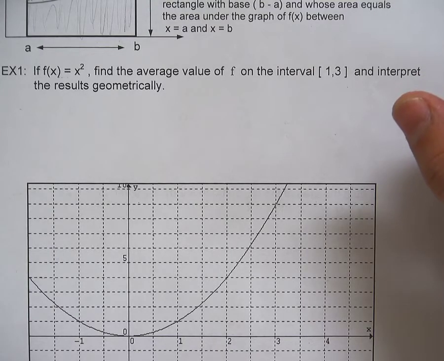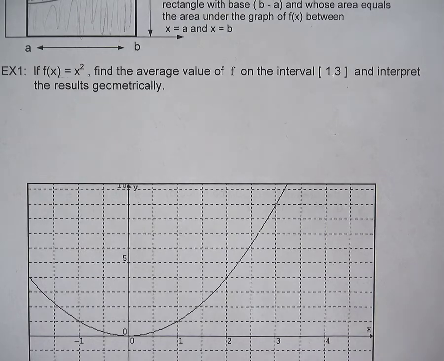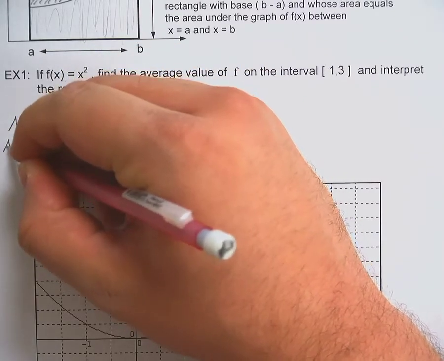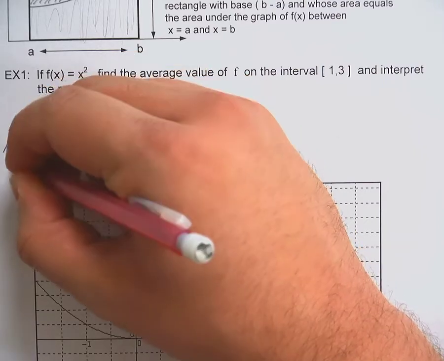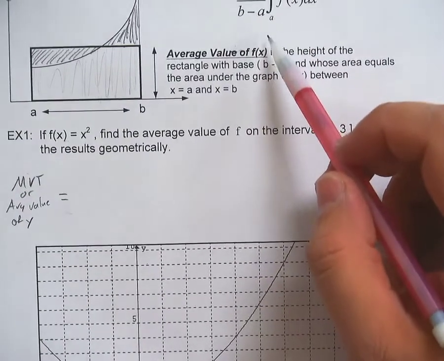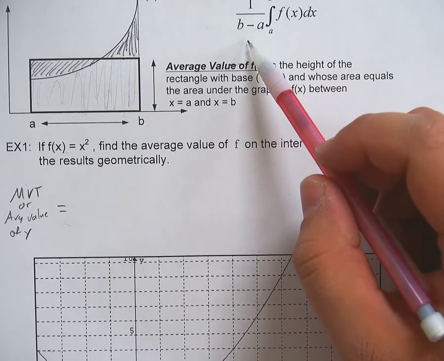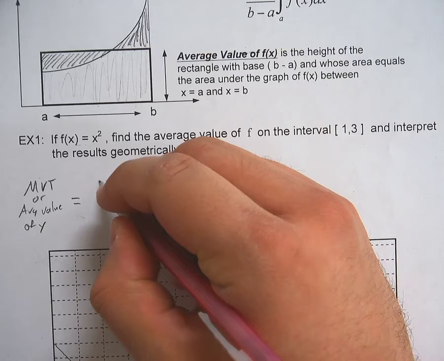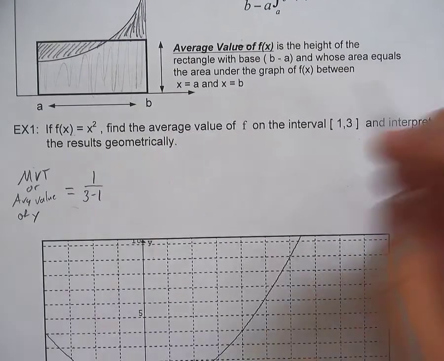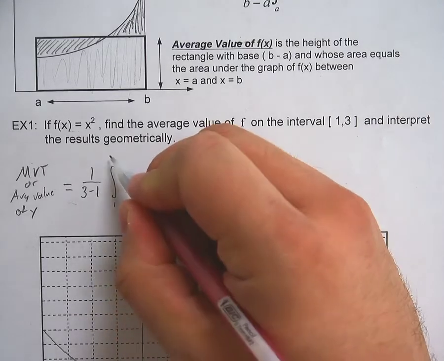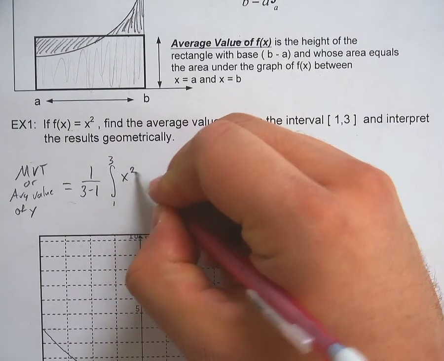So if f of x equals x squared, find the average value of f on the interval 1 to 3 and interpret the results geometrically. Alright, so here we go. Ready? This is the MVT, or average value of y. Alright, so it's 1 over b minus a. That's how we get our rectangle. So our b is 3 and our a is 1, right? So we've got 1 over b minus a times area. That's going to be the integral. And this is also your a and your b for your integral from 1 to 3 of my function, x squared dx.